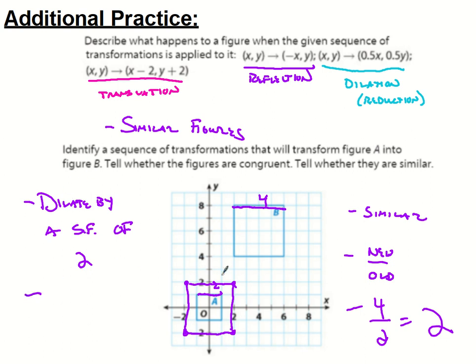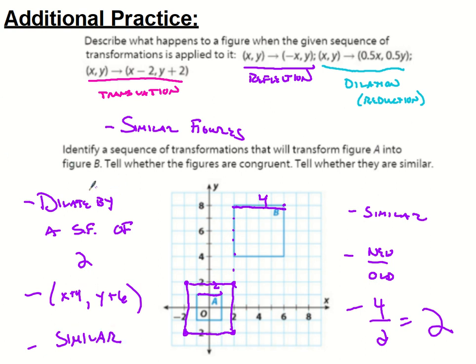Then I'd have to slide it. So I just got to pick a point, figure out how much I have to slide it. To get from here to here, I got to slide it up 1, 2, 3, 4, 5, 6. So that's going to be y plus 6. And then 1, 2, 3, 4, x plus 4. So once we dilate by a scale factor of 2, we perform a translation by moving it up 6 and right 4. Okay, and these are similar figures.